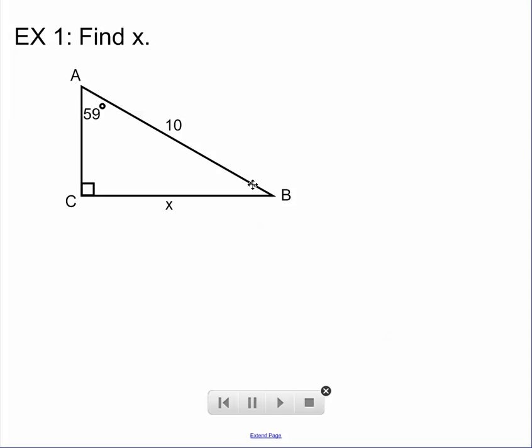But if we only know one side and one angle, then we can use trigonometry to find either of the other missing sides. Right here, we're going to find side CB labeled x and find the value of x, the length of that side. So here we go.